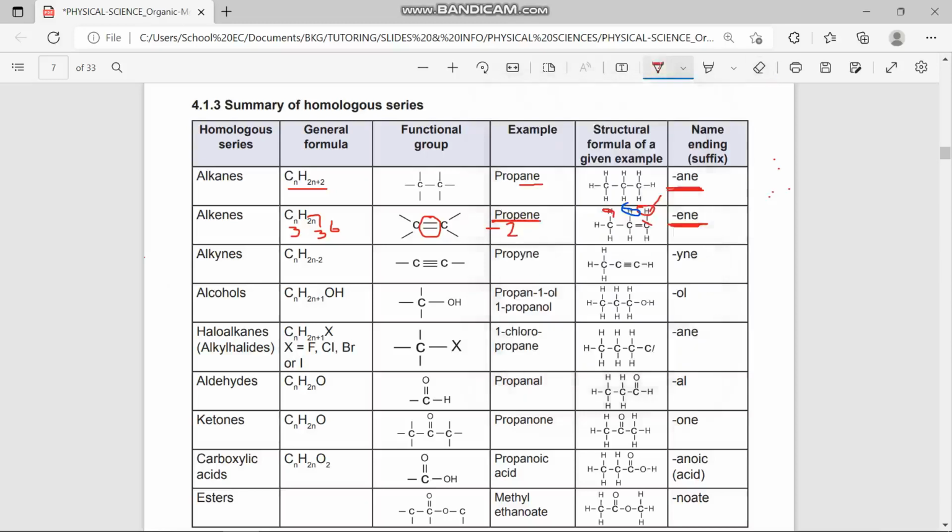We've discussed alkanes and alkenes, so let's get to alkynes. You can see the general formula.